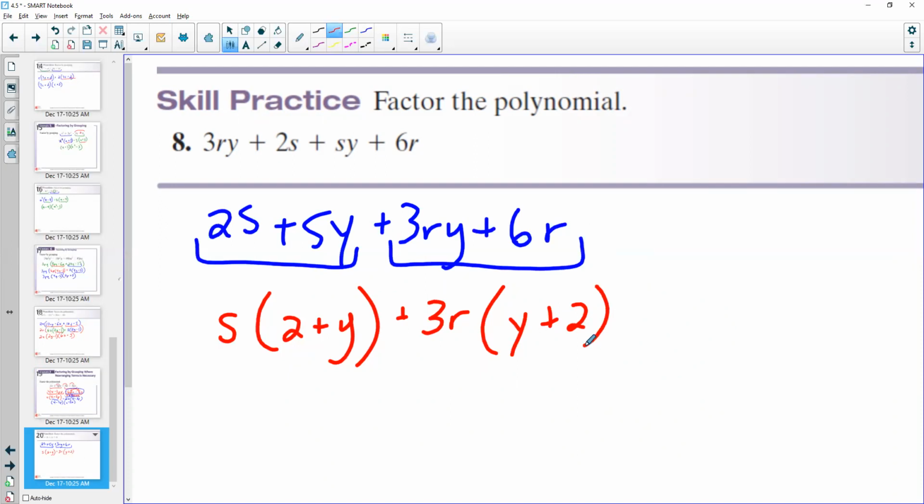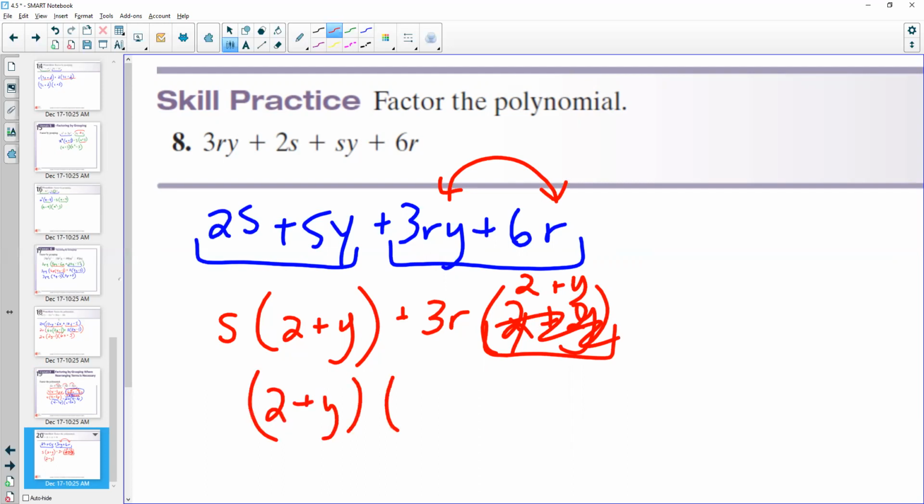Now here's the thing. Y plus 2 and 2 plus y are the same thing. It only matters if you're subtracting. But technically, I should switch these two around. Okay? That would get me 2 plus y. My binomials will match, and then everybody's happy. So I can make 2 plus y at the front, gather up the rest, s plus 3r.